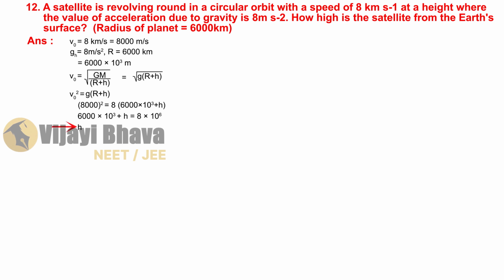From this, h is equal to (8 minus 6) into 10 power 6. 8 minus 6 is 2. So, h is equal to 2 into 10 power 6 meter, otherwise 2000 kilometer.